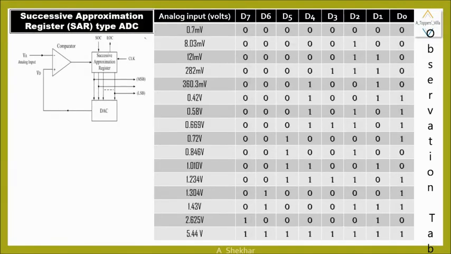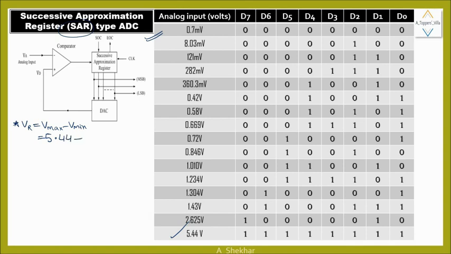Now let us consider this set of data for 8-bit SAR type ADC. So here we can also calculate this V range by subtracting Vmax minus Vmin. So here Vmax is 5.44 volts and Vmin is 0.7 millivolts, means 0.7 into 10 raised to power minus 3 volts. So that will give 5.439 volts.